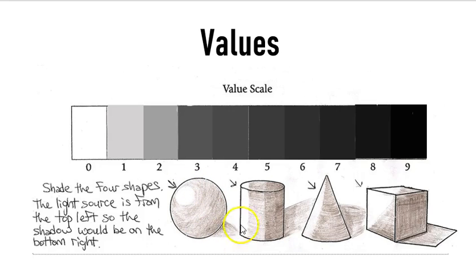So we see these 4 forms, a sphere, and you can see how the different values have been placed. Like here we have a lighter value and a darker value, and that creates the illusion of 3D or three-dimensional reality in your drawing.